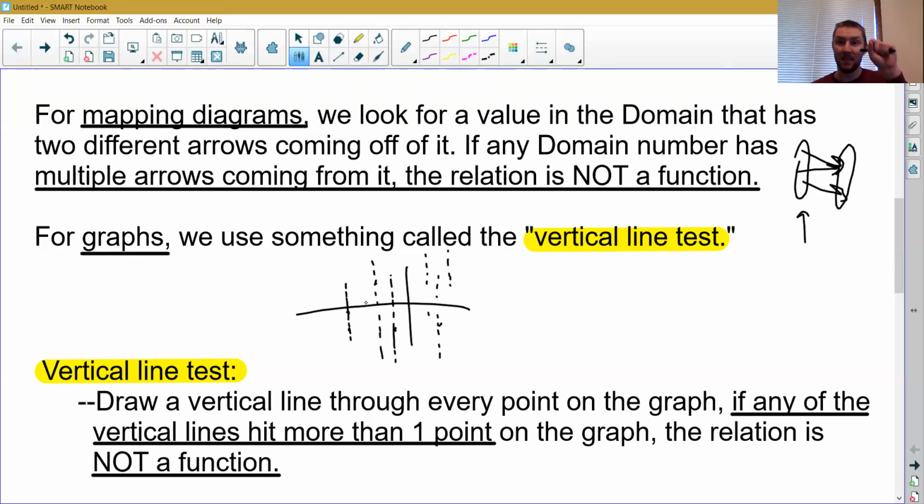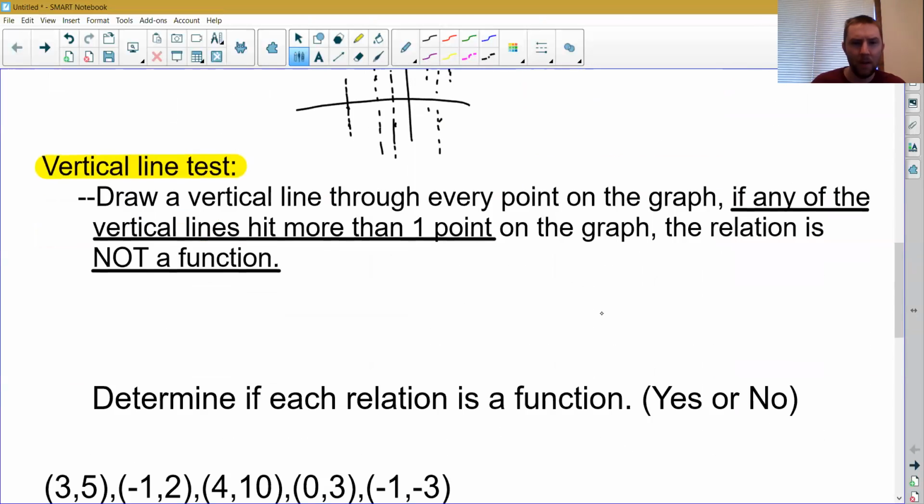Because that is the same x value, right? The same distance on our x-axis, but it's going to 2 separate y values. There's 2 different points at that same x value. So it does not fit the definition of a function. All right, so let's look at an example of each one of these, and we'll try to determine if they are or are not functions, okay?